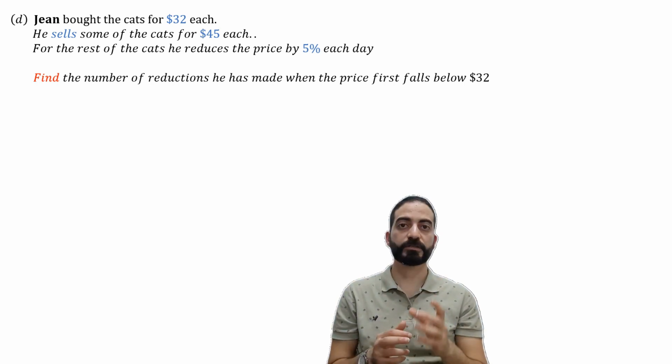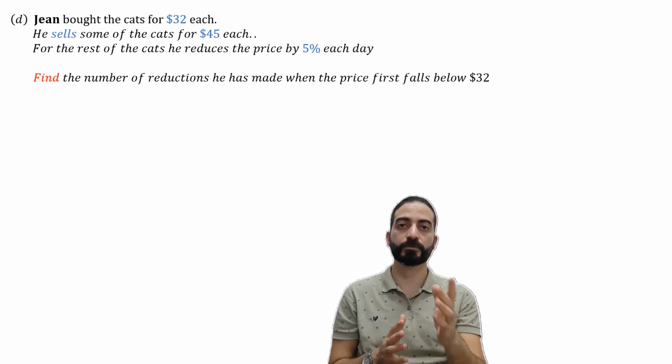Part D: he sells some of the cats for $45 each. For the rest of the cats, he reduces the price by 5% each day. Find the number of reductions he has made when the price first falls below $32. We start with $45. We want to know what 5% is of $45.